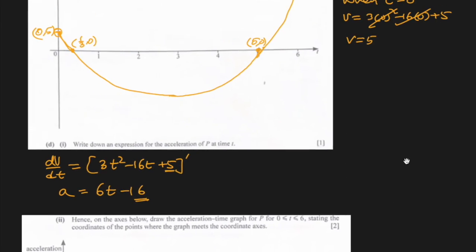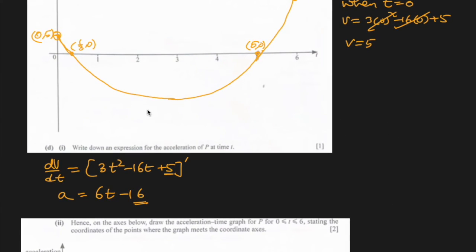Hence, on the axis below, draw the acceleration-time graph for P. All right, we can see the gradient of this velocity graph will give us the acceleration graph, right? We can see that it's going down, down, down, till here. We don't know where it turns; we'll find it where the velocity is changing, so we find it by setting acceleration equal to 0. Let's find that point where it is turning.